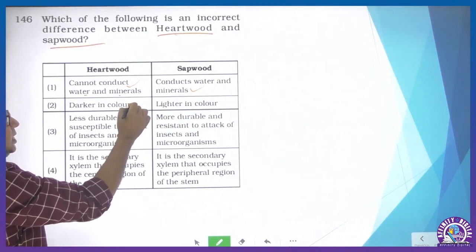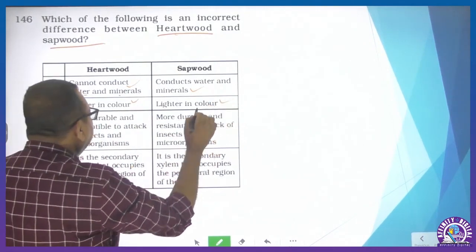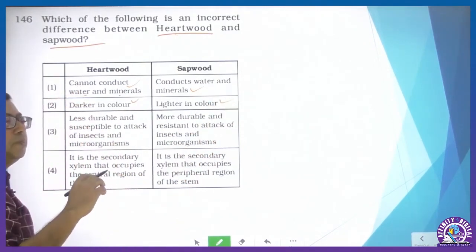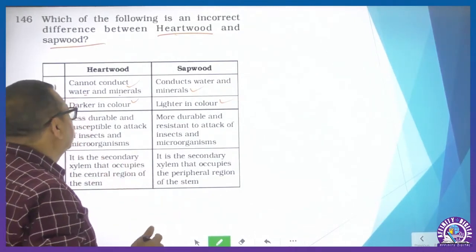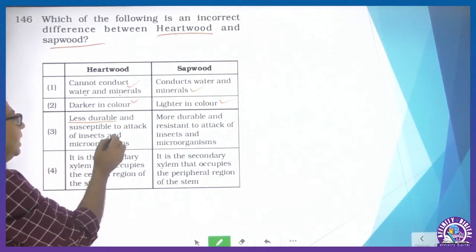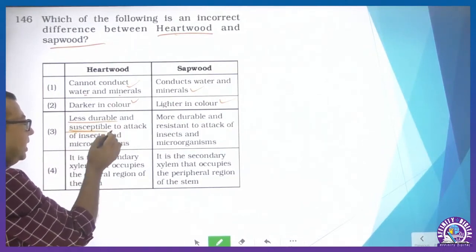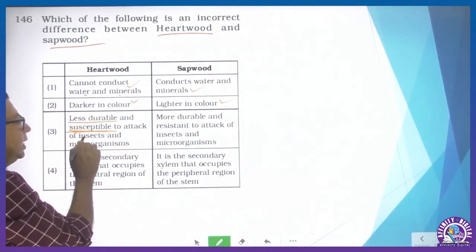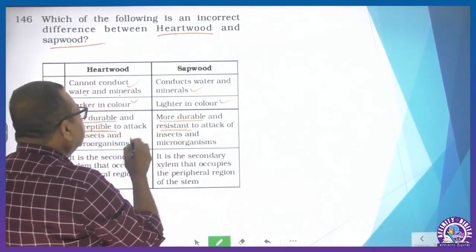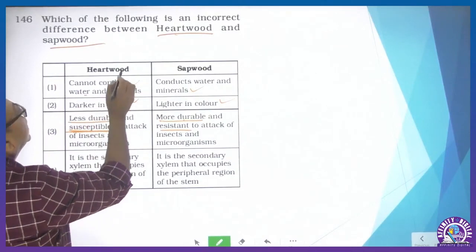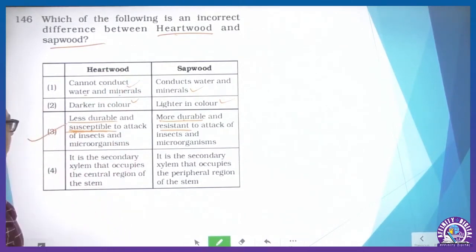Hardwood is darker in color. It is dark brown in color. True. Sapwood is lighter in color. True. Hardwood is more durable and resistant to insects and microorganisms. यहाँ पे less durable and susceptible दिया है, resistant नहीं दिया, susceptible दिया है, ठीक है? लेकिन यहाँ पे क्या दिया? Sapwood is more durable, उल्टा दिया है, so ये wrong है, so ये होगा answer.